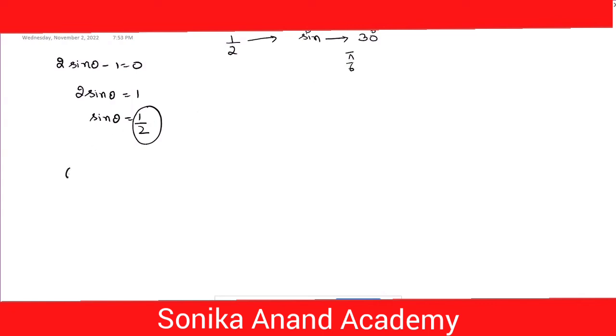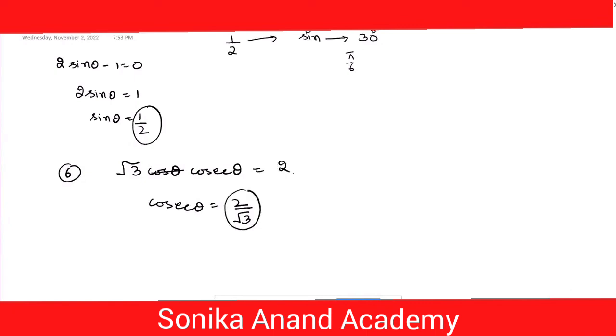Now 6 1. So we get root 3 cosec theta by 2. So it will come 2 by root 3. So we have to search for the angle. What is the angle for that? One minute, ma'am. Cosec.